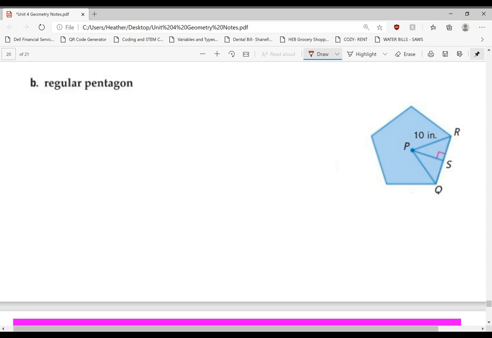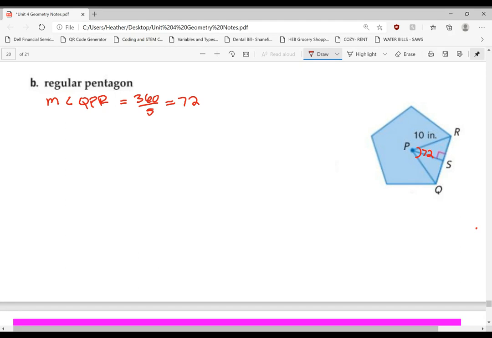A regular pentagon has 5 congruent central angles. So in order to find the measure of angle QPR, we're going to take 360 divided by 5, which is equal to 72. So QPR, this whole thing, is 72.